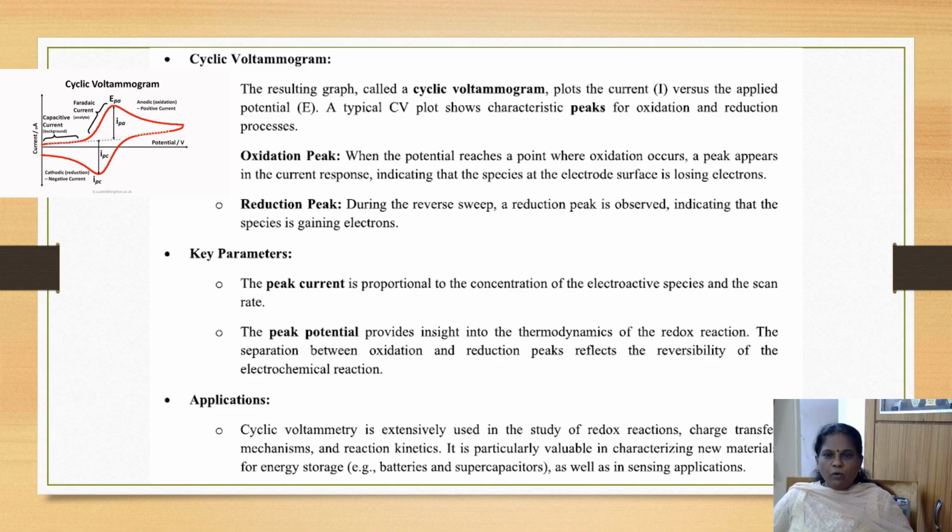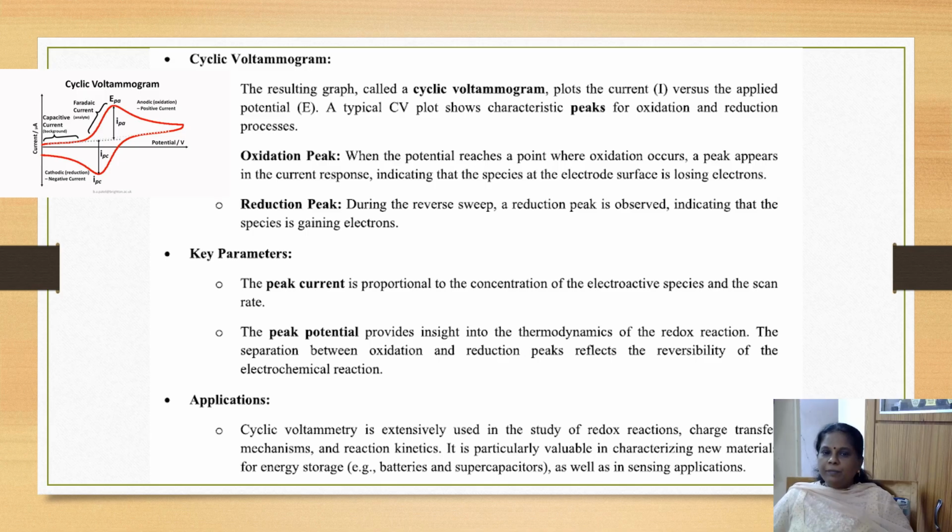So the graph that is plotted is known as a cyclic voltammogram, and it plots the current I versus the applied potential E. A typical CV plot is shown here, and it has a peak for oxidation and a peak for reduction. So, oxidation peak: when the potential reaches a point where oxidation occurs, a peak appears in the current response, indicating that the species at the electrode surface is losing electrons. Similarly, a reduction peak occurs during the reverse sweep. A reduction peak is observed, indicating that the species is gaining electrons.